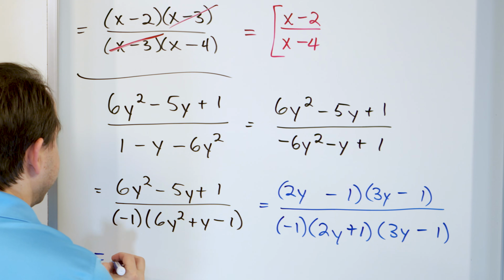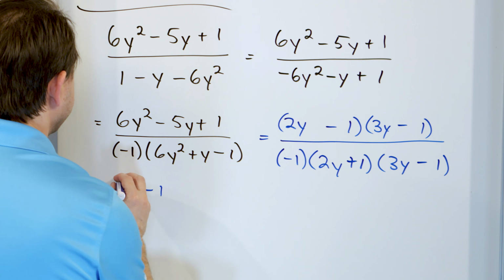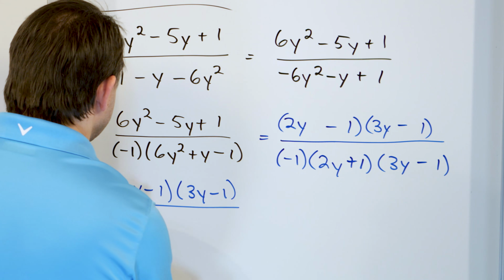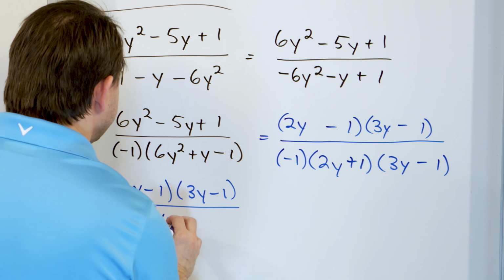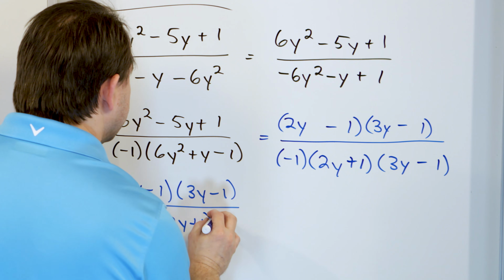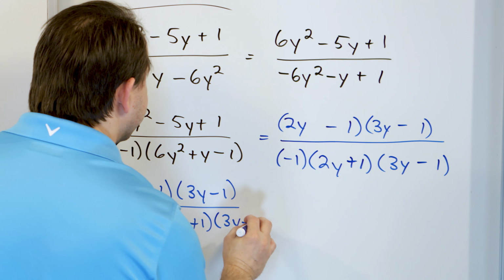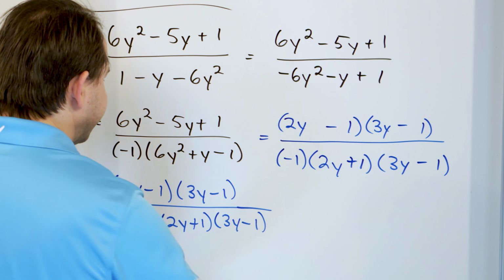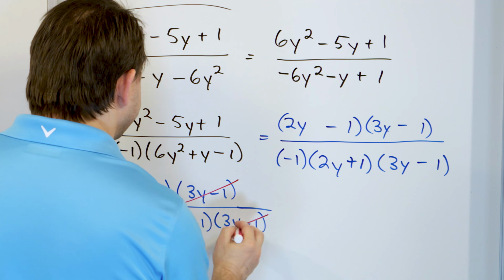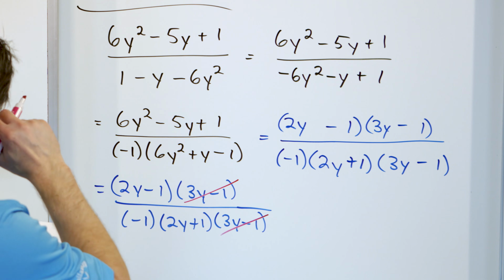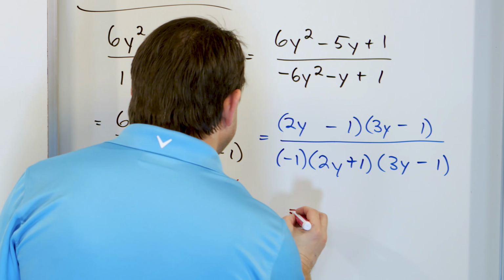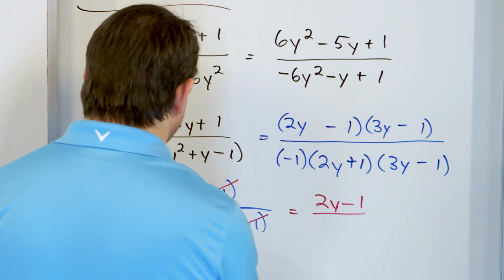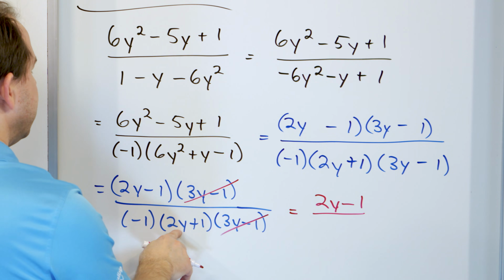So let's go ahead and rewrite everything. We have a 2y minus 1, 3y minus 1. On the bottom, we have a -1, and then we have 2y plus 1, 3y minus 1. The reason I did all that is because we can just cancel this with this, right? And so what you would write down as your answer is you have a 2y minus 1 on the top, 2y minus 1 over, we have -1 times this.